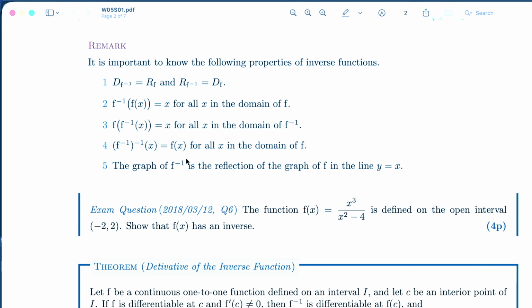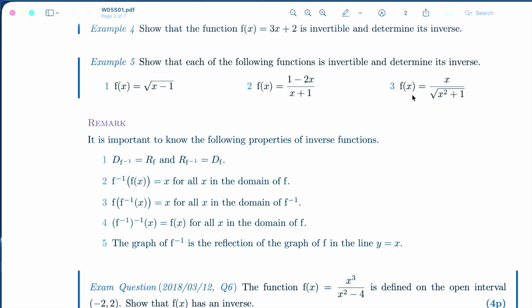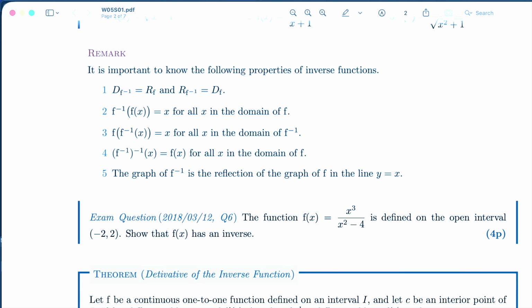So now, let me actually go through them. It's good to solve part 2 and part 3 yourself. Let us go immediately to this remark. This is something that we actually talked about. The domain of f inverse is the range of the original function and vice versa. I hope that you can also agree with this relation, yes?